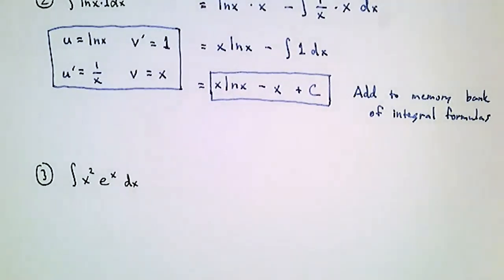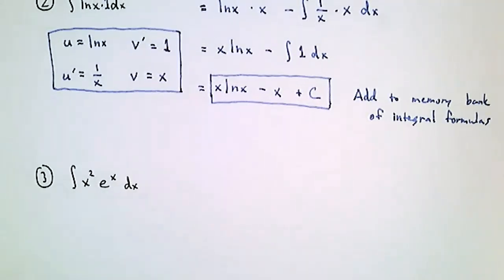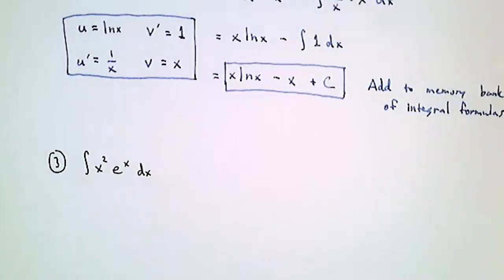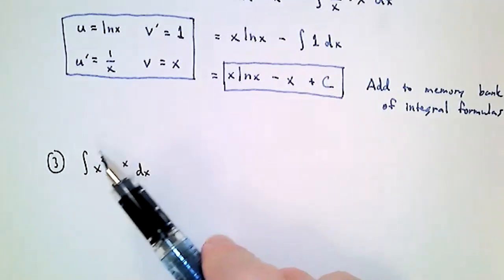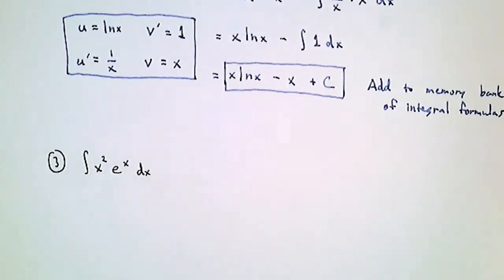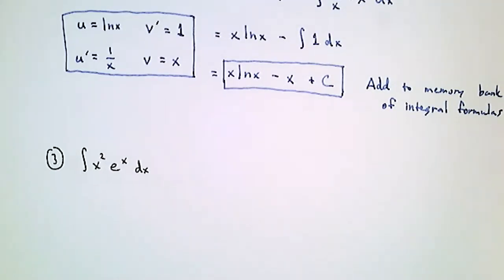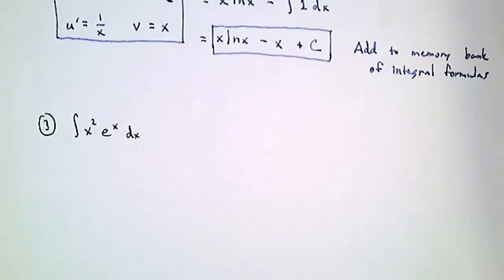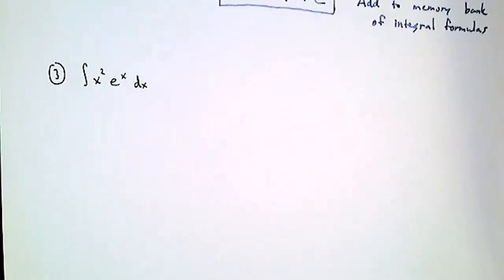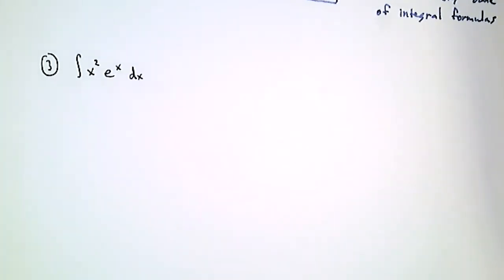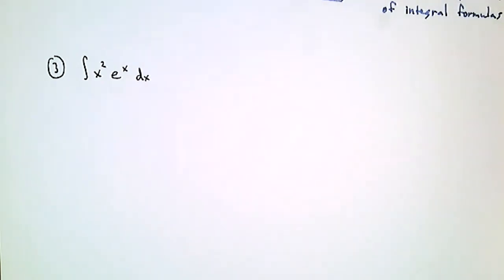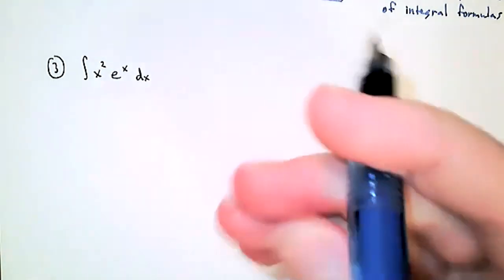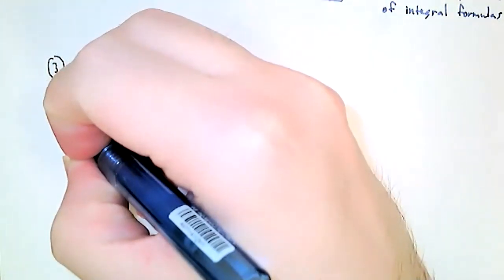So in number 3, we're looking at the integral of x squared times e to the x. And we don't have a rule for this kind of integral where you're multiplying a power of x and an exponential function. So we're going to need to use our new rule, integration by parts, in order to complete this one. Let's just adjust this so that we have plenty of space to work. So we have to choose u and v prime if we're going to use integration by parts.